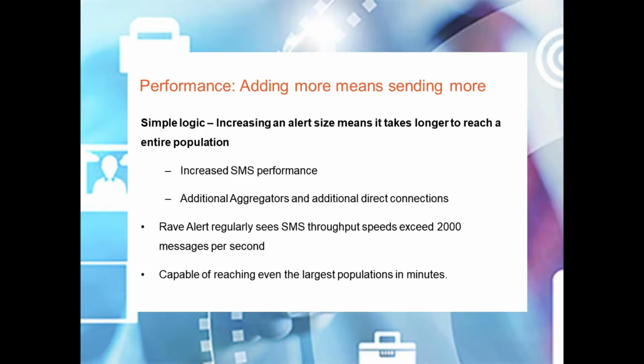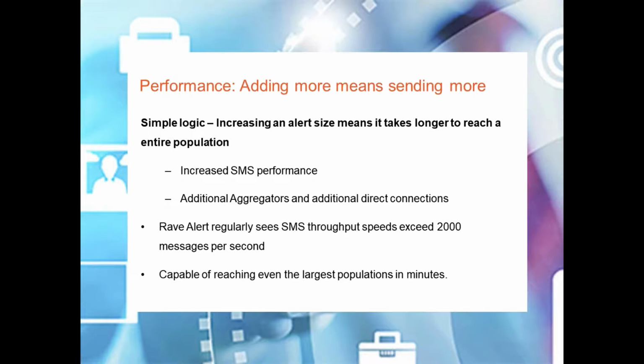And ultimately what that breaks down to is we can reach even the largest of large populations in mere minutes. So as soon as you press send, Rave Alert is ramped up and ready to send messages. Ultimately, when the rubber hits the road, that means that you shouldn't have to worry about the size of your audience when it comes to the communication speed.